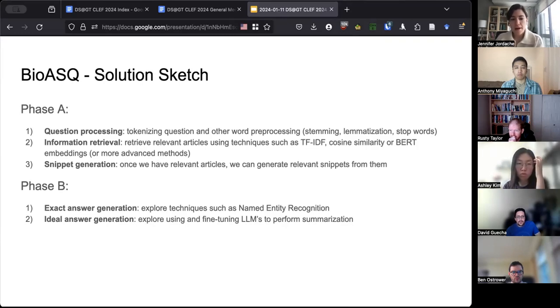Similarly, for phase B, providing exact answers could be done through things like named entity recognition, as well as ideal answer generation is much more similar to what you would imagine like a ChatGPT responding with summaries that are often done through maybe open source or pre-trained LLMs. And then one thing that I was just looking at today is called retrieval augmented generation. And that's just something that I've recently discovered. It's the process of optimizing the output of a large language model and have it reference a more authoritative knowledge base before generating a response. So I think that could be an interesting way of looking at providing answers from a data set that's already given, specifically something very specific, like a biomedical database.